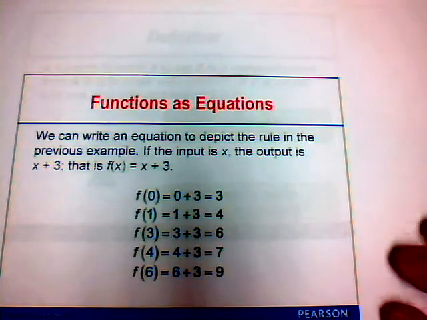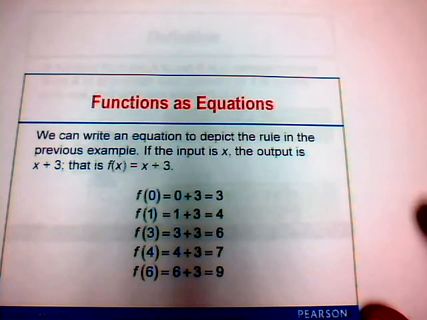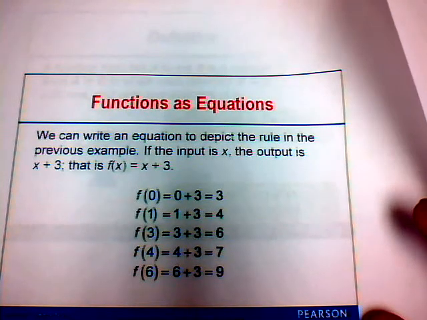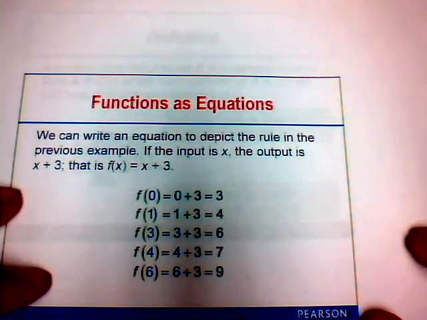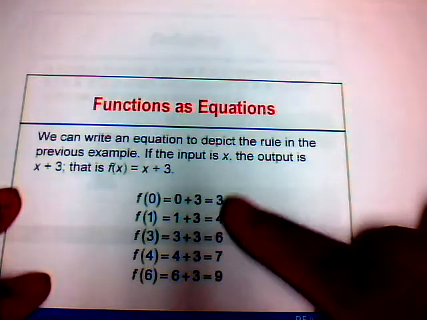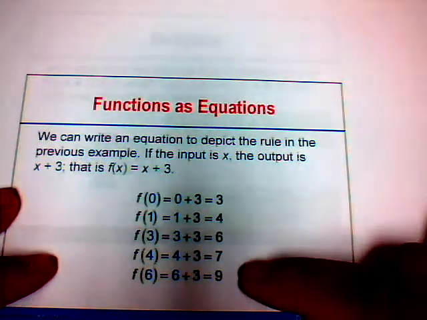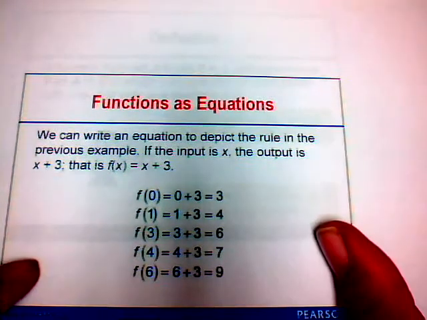And we can write an equation to depict the rule in the previous example. If the input is x, the output is x plus 3. That is, f of x is equal to x plus 3. And as you can see, these are the values that we came up with using that function machine.